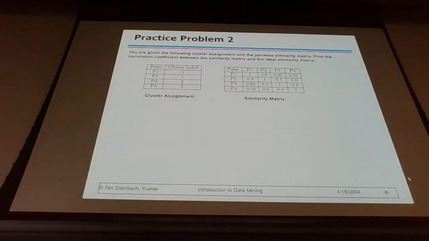This one is nice. You are given the following cluster assignment and the pairwise similarity matrix. Find the correlation coefficient between the similarity matrix and the ideal similarity matrix. Remember we were trying to evaluate the cluster. How good is a cluster? We are talking about that. When we talk about that, we say the ideal similarity matrix has all diagonal terms as 1 and all non-diagonal terms as 0.